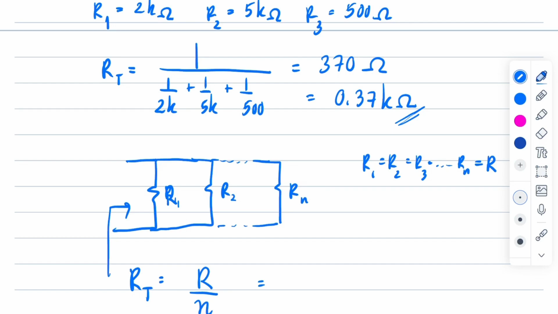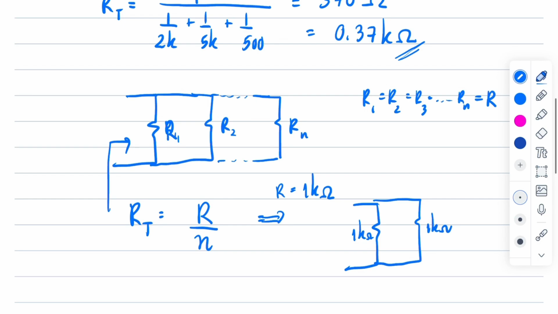So let's say R is equal to 1K ohms, and I connected just 2 of them together, 1K parallel with 1K. So my R total would be 1K ohms divided by 2, since there are only 2 resistors, and the answer should be 0.5K ohms, or 500 ohms. Okay, so let's see how it works in the real circuit.